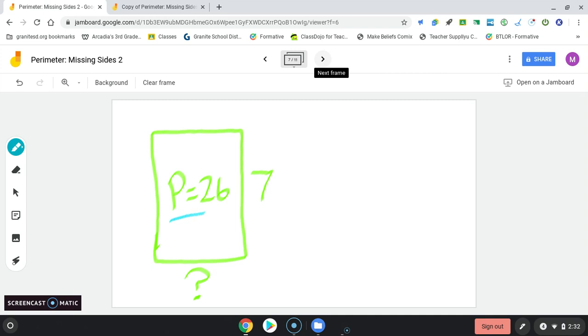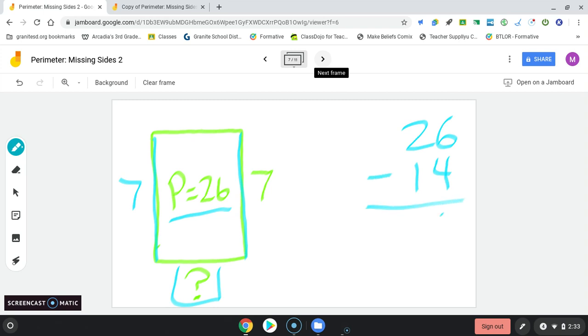Okay, got a perimeter of 26. We know this side's 7, so then we also know that this side's 7. And we need to figure out this one. Okay, so 7 plus 7 would be 14. So subtract that against your total for 12. Okay, so this plus this would equal 12. So if you divide 12 by 2, because there's two sides, that will give you the correct answer. 12 divided by 2 would equal 6.